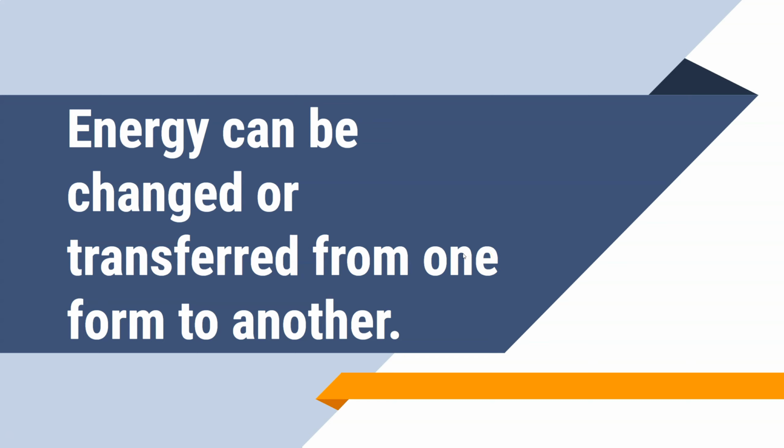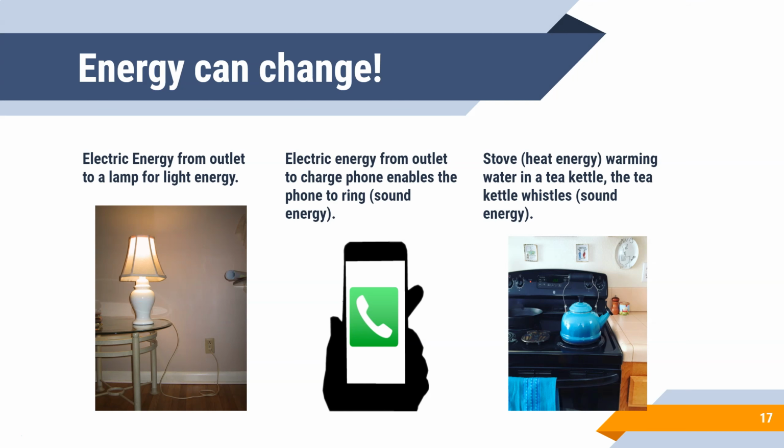Now, energy, being that it's all around us, can actually be changed into another kind of energy. So you can turn heat energy into electrical energy, or sound energy into another form of energy, right? So they can become different forms of energy. Let's take a look at some examples. If you take electrical energy from an outlet and you plug it into a lamp, well, the electrical energy can be turned into light energy, right?